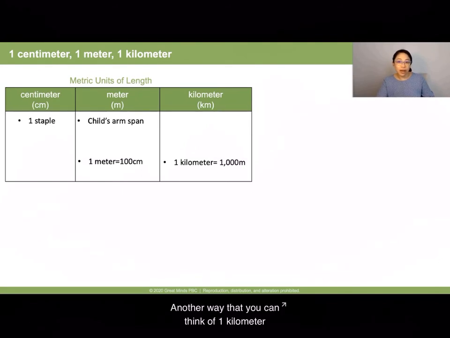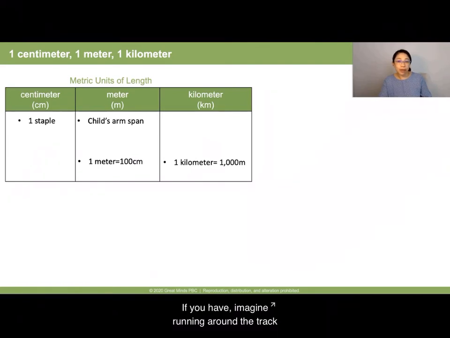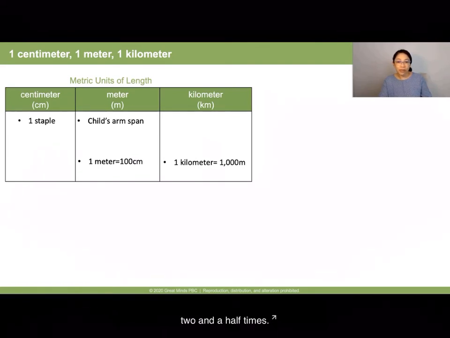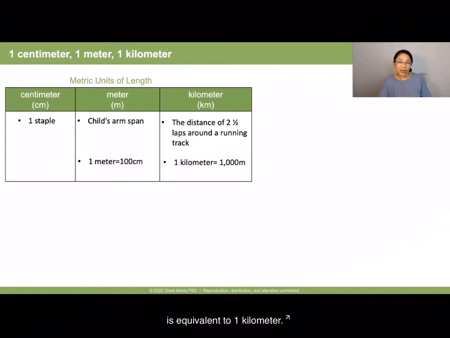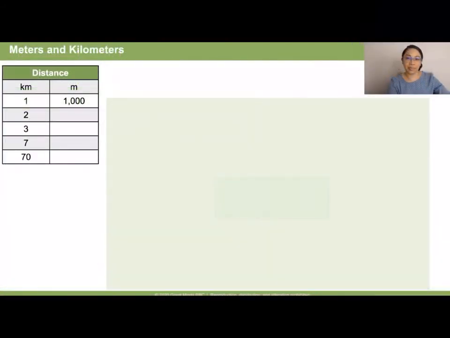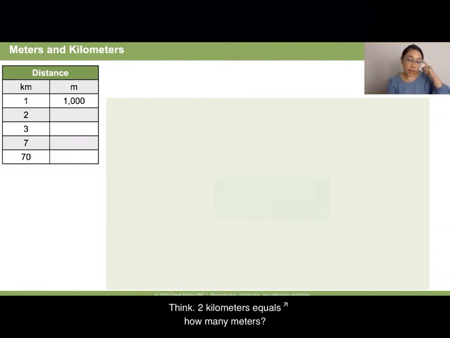Another way that you can think of 1 kilometer is if you think about a running track. Have you been on a running track before? If you have, imagine running around the track 2.5 times. So 2.5 laps around a track is equivalent to 1 kilometer. We just learned that 1 kilometer is equivalent to 1,000 meters. Think. 2 kilometers equals how many meters?